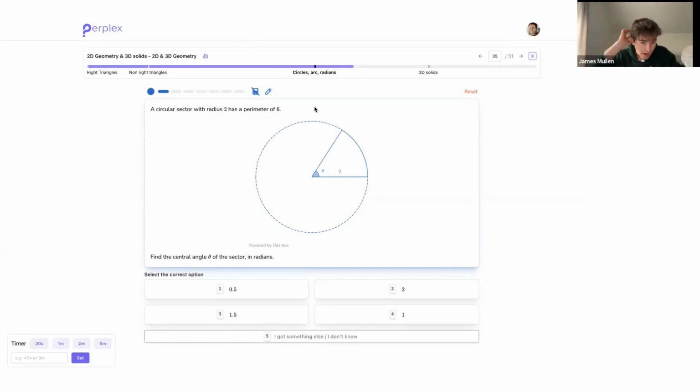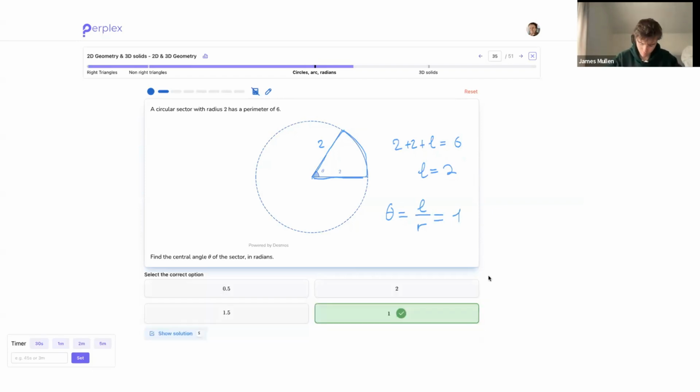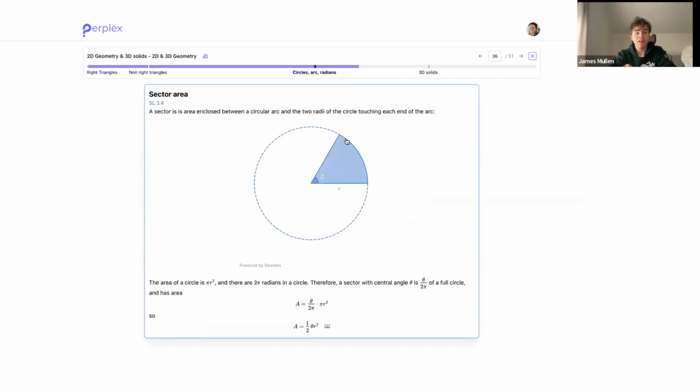Okay, so I have a circular sector with radius 2 and a perimeter of 6. What is the perimeter of the sector? Well, it's 2 times the radius, this which is 2, plus that which is 2, plus the arc length. And if that whole thing is 6, then 2 plus 2 plus L is equal to 6. That means L is equal to 2. So my L is 2, and I know that theta in radians is L over R, and R is 2, so theta is just 1. Okay, 1 radian.